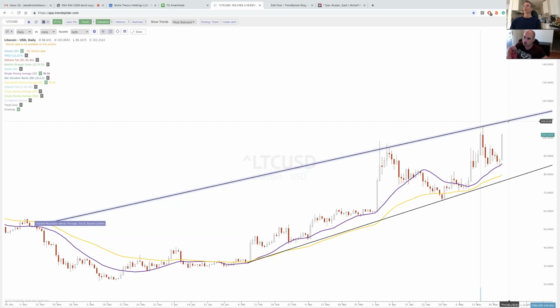So, that would be a hard resistance, but it can easily be broken through if we've got that weekend euphoria coming in. I like to call it the weekend warriors. So they come in there, they want something to trade. The stock market's closed, so they start trading Bitcoin, or crypto, or whatever crypto they want to do.